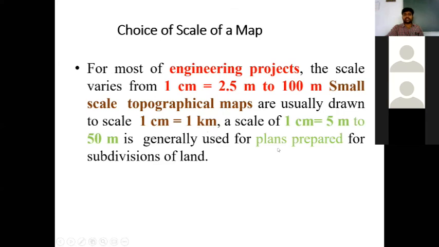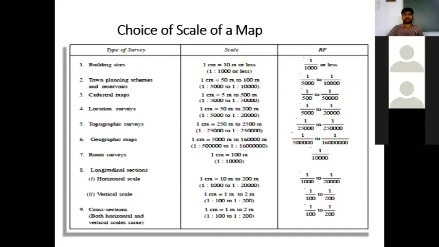And for plan preparation, whatever plan we do for home construction or building construction, here we take 1 centimeter is equal to 5 meter to 50 meter. So these are the choices of scale of a map. You can take a screenshot of this for your reference. In future, it may help you whenever you draw any plan for the types of survey.